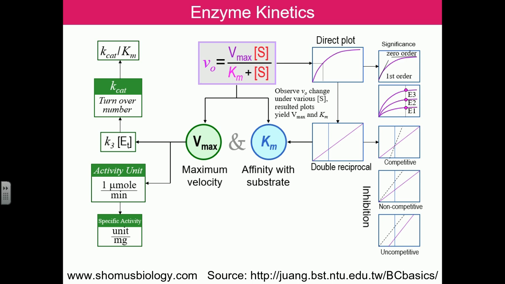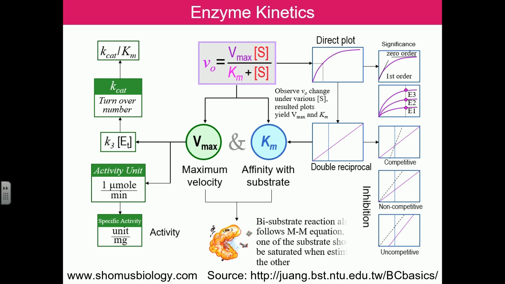Now this turnover number is simply depicted by the activity unit, that is how much of the substrate is converted by the enzyme per minute. And we can also get the value of specific activity, that is the units of the enzyme divided by the concentration of the enzyme. Now this maximum velocity and affinity with the substrate are the two major features of the enzyme. The bi-substrate reaction also follows the Michaelis-Menten equation, but one of the substrates should be saturated while varying the other. That's what we will know as the process goes on.